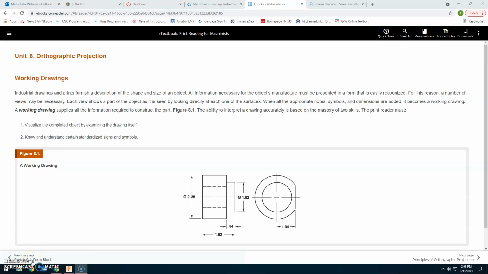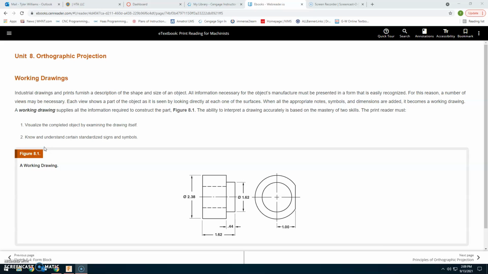Unit 8, orthographic projection. Working drawings, industrial drawings and prints furnish a description of the shape and size of an object. All information necessary for the object's manufacture must be presented in a form that is easily recognized. For this reason, a number of views may be necessary. Each view shows a part of an object as it is seen by looking directly at each one of the surfaces. When all the appropriate notes, symbols, and dimensions are added, it becomes a working drawing. A working drawing supplies all the information required to construct the part.